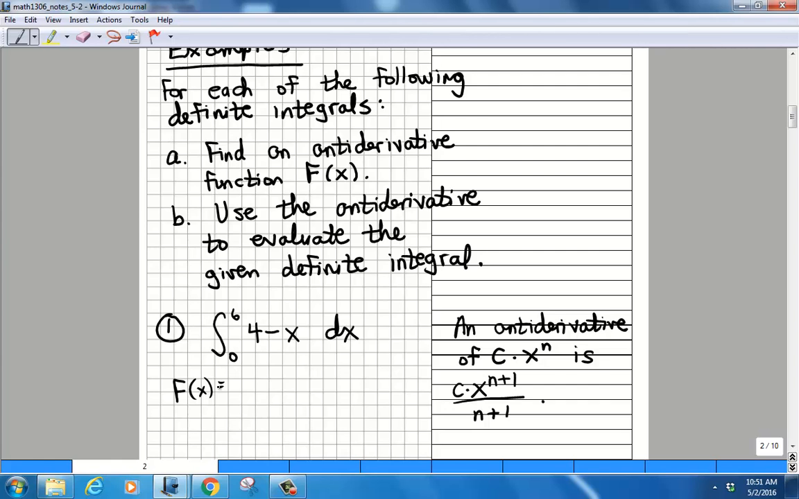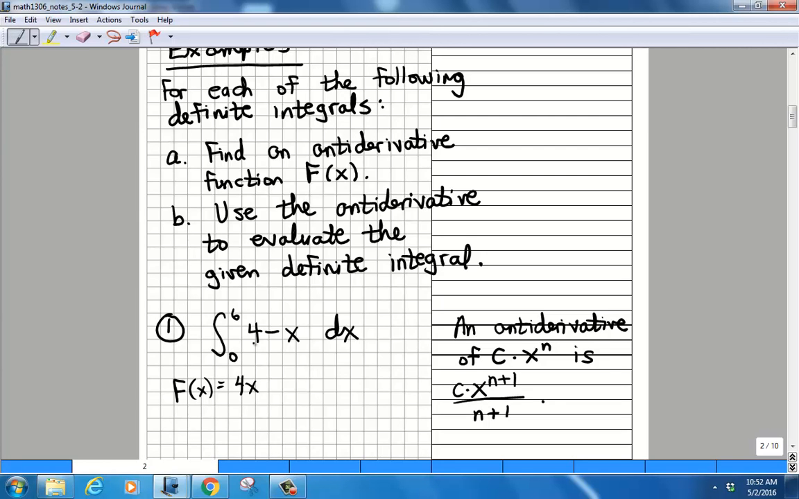We're going to take our derivative rules and apply them backwards. So let's take it one term at a time. Start with the 4. What function would give you 4 as its derivative? 4x. Because if you find the rate of change of 4x, you get 4. So there's the start of my antiderivative.